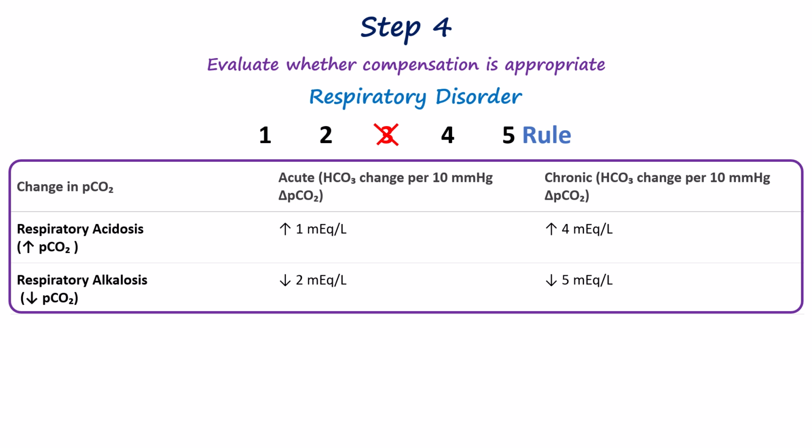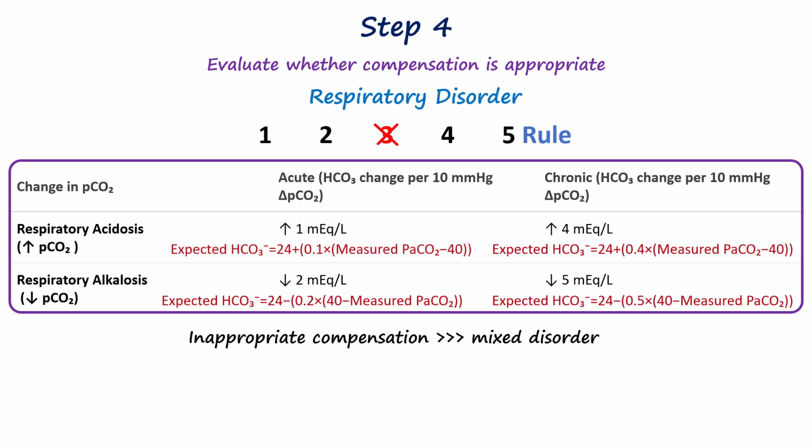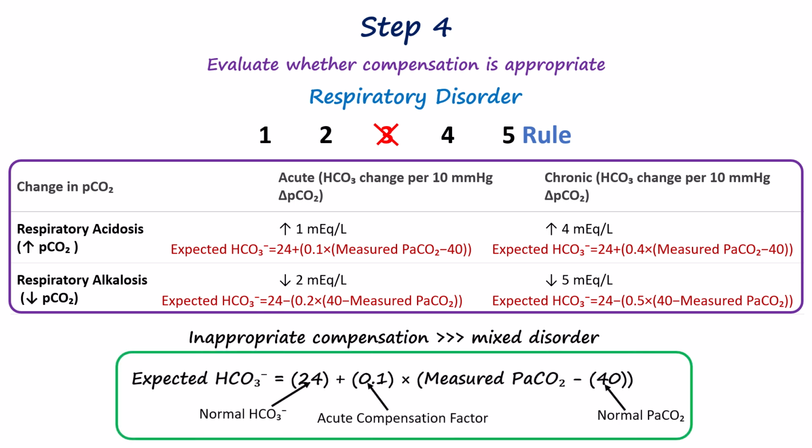So in all these scenarios, if the compensation is not appropriate, we need to suspect a mixed disorder. The expected level of bicarbonate change due to compensation can also be calculated with a mathematical formula. Here I have given a formula for calculating the compensation for acute respiratory acidosis. We will practically revisit all these concepts with clinical case scenarios in the next video.